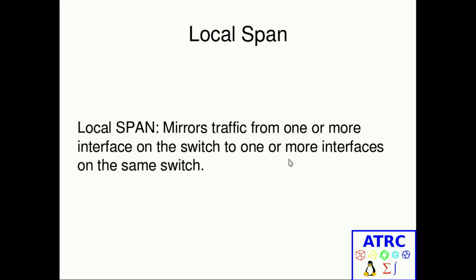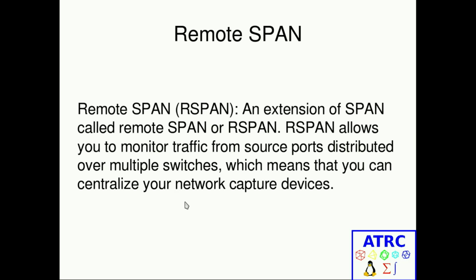Local SPAN mirrors traffic from one interface to another interface on the same switch. Remote SPAN does it between switches, but you have to have a layer 2 network between them, which means they have to have a LAN wire connecting them among themselves. You can have other switches between these two switches, but they all have to be switches supporting VLANs and the protocols that are required for this.